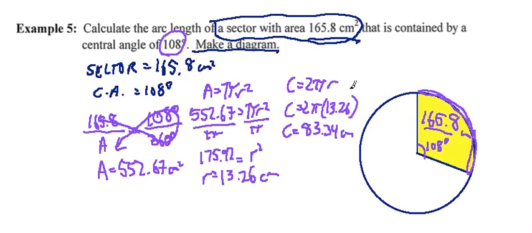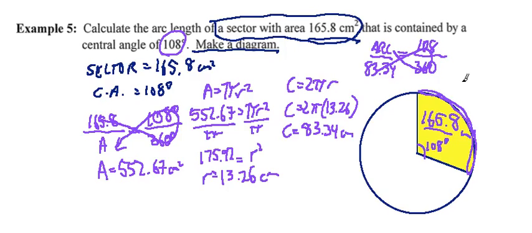So you say, let's use my 83.34 and let's put it in that other proportion, right? I got to put the arc length, which I don't know, over the circumference, which I do know, 83.34, is equal to the central angle, which I know is 108, over 360, like that. And then I do 83.34 times 108 divided by 360 to get my arc length.